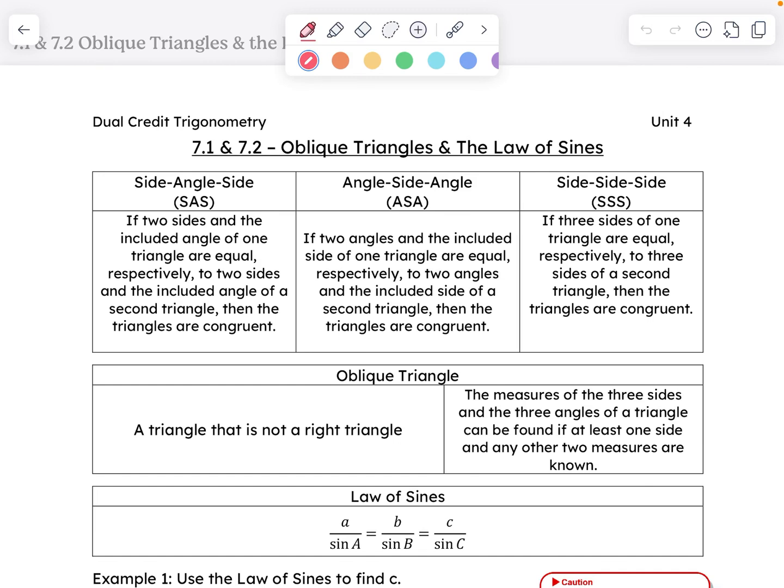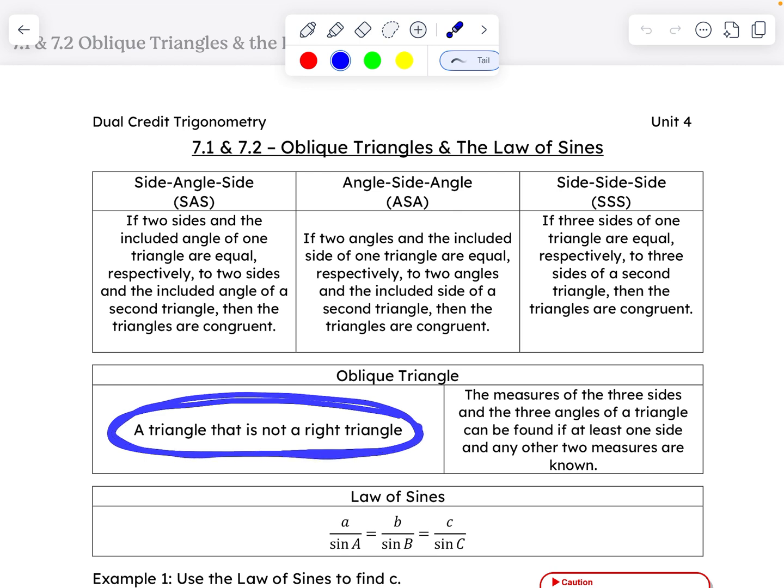Hey guys, today we're looking at 7.1 and 7.2, which is going to talk about oblique triangles and the law of sines, and then we're also going to talk about a very unique case of oblique triangles. So first of all, let's talk about what an oblique triangle is. It's actually the second box right here. An oblique triangle is any triangle that's not a right triangle.